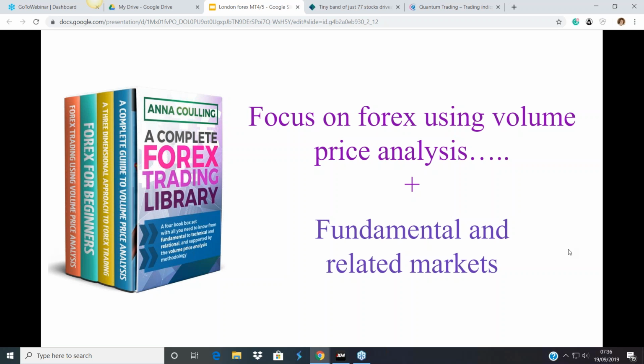Now, the basis for the VPA methodology is in the books available on Amazon. VPA is the technical look at the charts. To that, we have to add the fundamental, what is happening in the fundamental landscape, but more importantly, a third element, which is looking at related markets. All these markets are interrelated, they bounce off each other, and understanding what is happening to the currencies, because it may be something happening in another market, is also key to becoming a confident and successful trader.